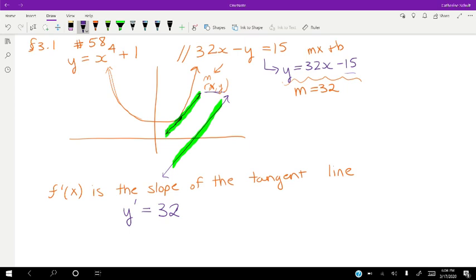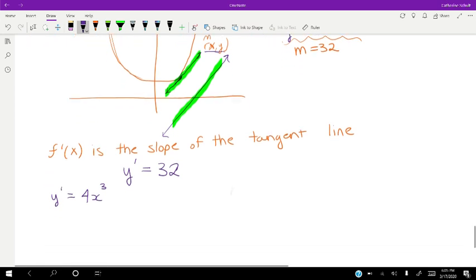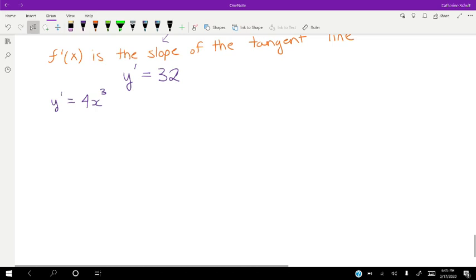Okay, so what is y prime? All right, so remember, it's the derivative of x to the fourth plus 1. Well, x to the fourth plus 1, we have to take the derivative of first x to the fourth. And then what's the derivative of a constant? It's 0. So the derivative is 4x cubed. And now we want to know where 4x cubed is equal to 32. And that will tell us the point on our x to the fourth plus 1 where the slope of the tangent is 32.